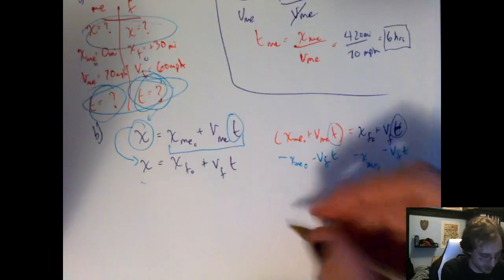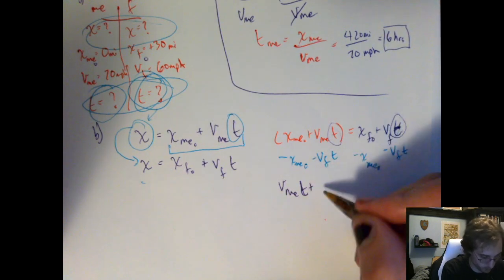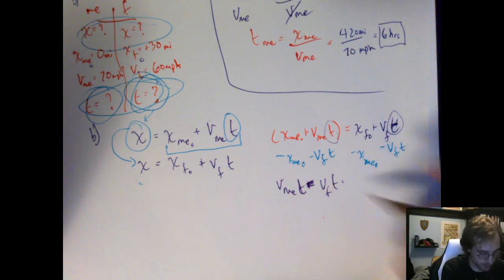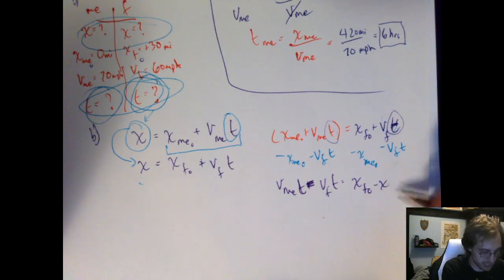Doing that out, we'll get that the velocity of me times time minus the velocity of my friend times time will need to be equal to the position of me at the beginning minus the position of my friend at the beginning.